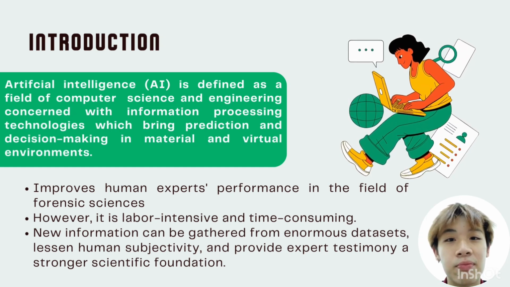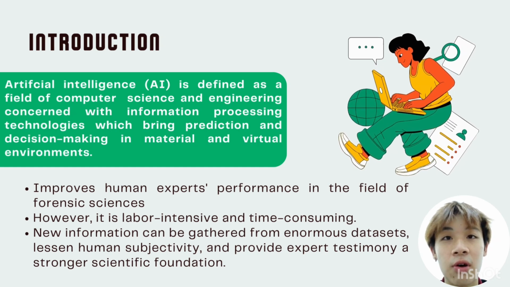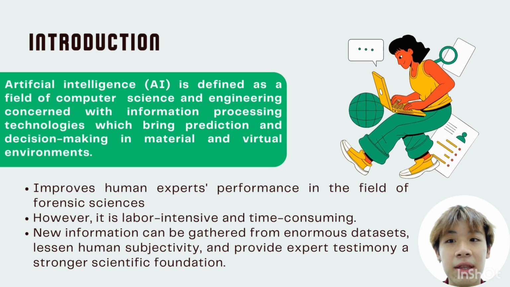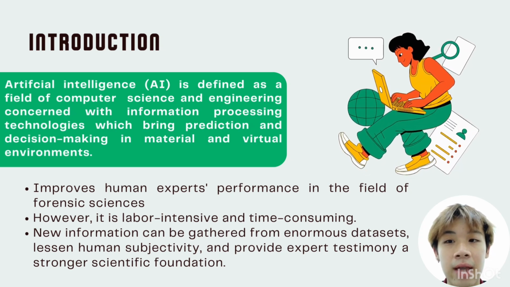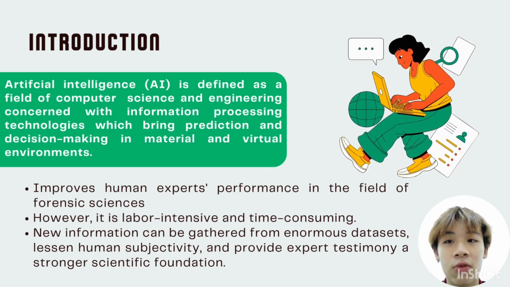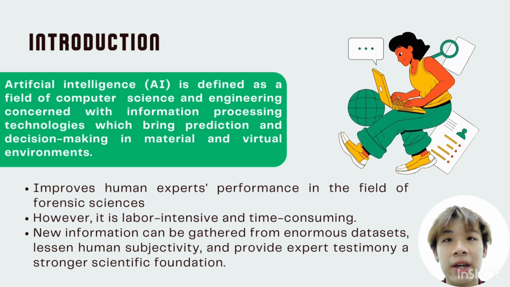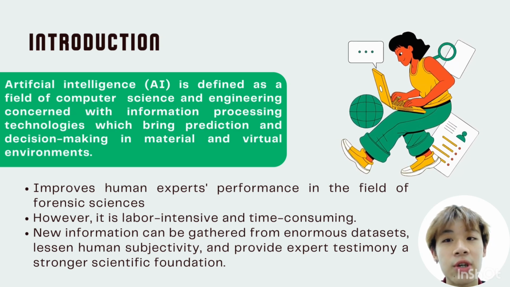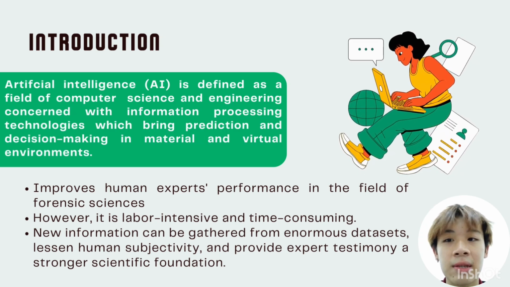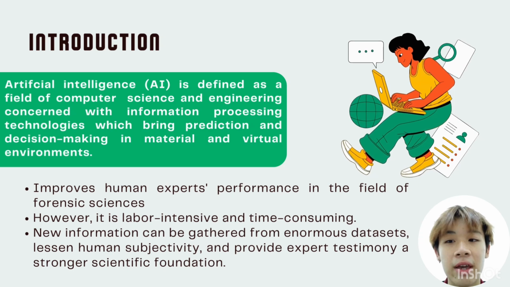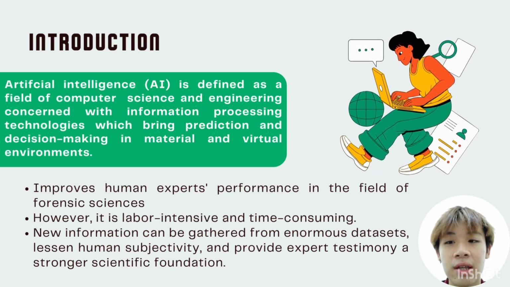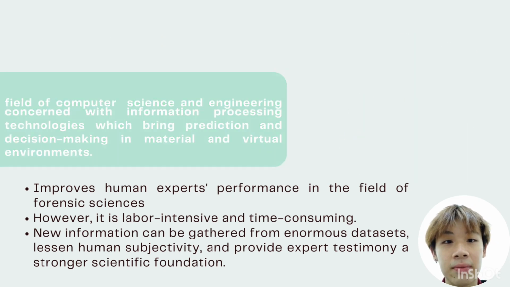However, AI improves human experts' performance in the field of forensic sciences by removing the constraints of subjective bias. This method is labor-intensive and time-consuming since it depends on forensic specialists to gather data and offer their opinions by hand. By using AI tools in forensic science, new information can be gathered from enormous data sets to improve knowledge, lessen human subjectivity and error, and finally provide expert testimony and provide a stronger foundation that may support its admissibility.